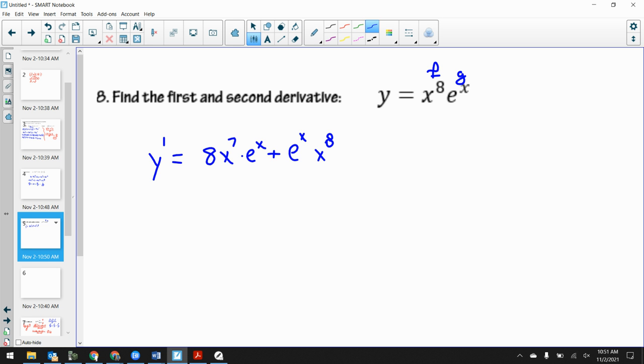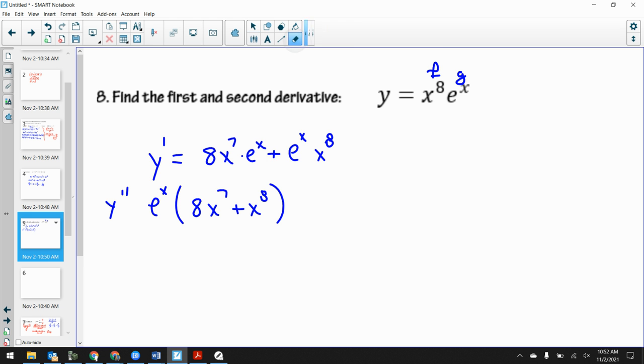I can do something to make this problem easier. I can take out the e to the x. So e to the x comes all the way out front and makes this 8x to the 7th plus x to the 8th. You could reorder that and say x to the 8th plus 8x to the 7th. That's fine too. So that's y prime. And if I want y double prime, I'm just going to use the product rule again.